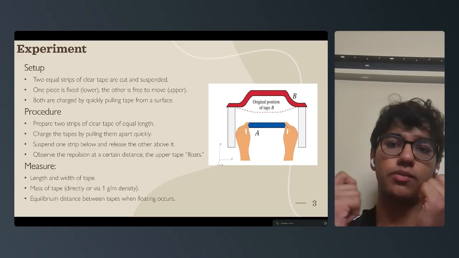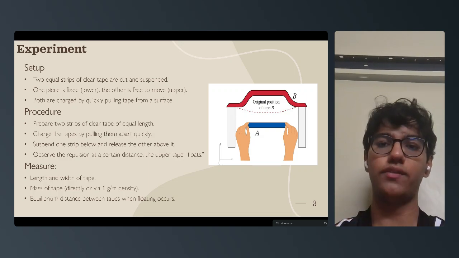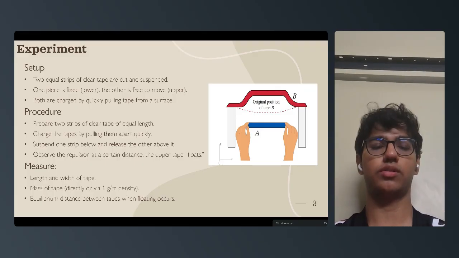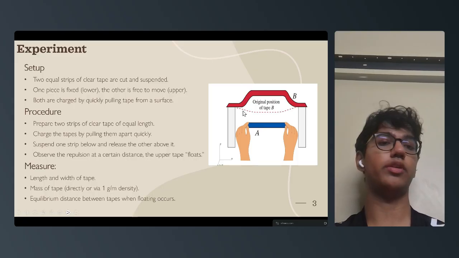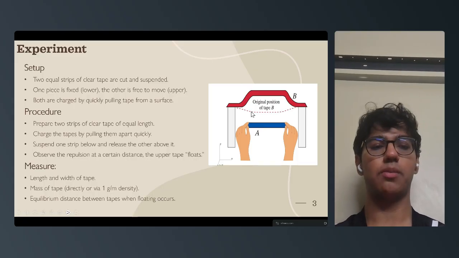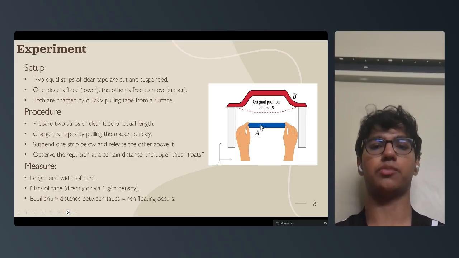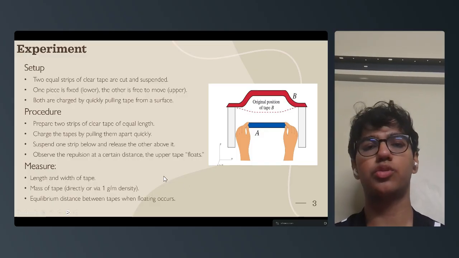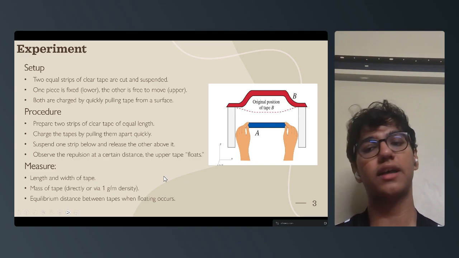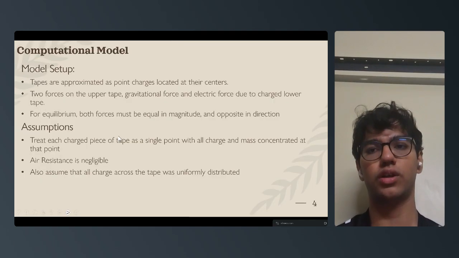Now, how you proceed with the experiment is you have these two strips, and you suspend one by fixing it on some sort of surface, and then you bring the other one right next to it. The original position, as you can see in the figure, will be slack because it's going down like that. But when you bring it near at one point, it goes up because of the repulsion, and it floats essentially. So the things you want to measure: the length and width of the tape, the mass of the tape, and the equilibrium distance between the tapes when floating occurs.